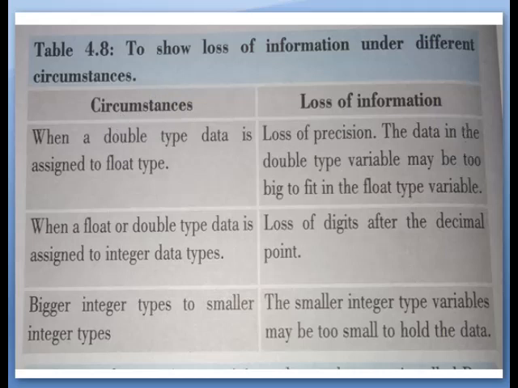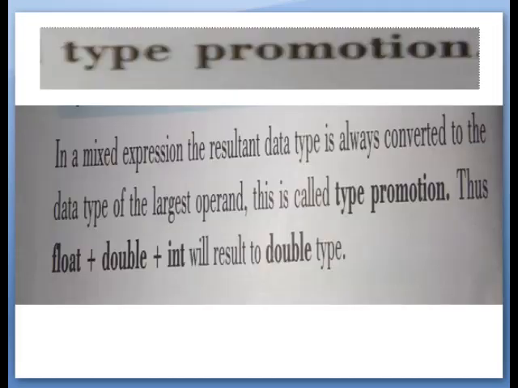The last one is type promotion. In a mixed expression, the resultant data type is always converted to the data type of the largest operand. Operand means value. That is called type promotion. Thus, if we add one float value, one double value and one integer value, the double has the largest size, so the result will appear in the double type. So this is called type promotion.